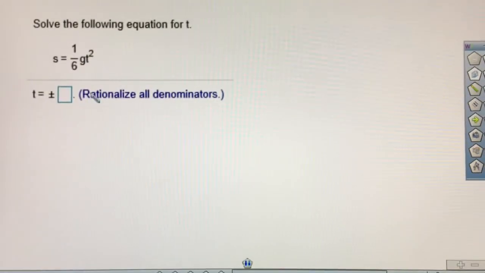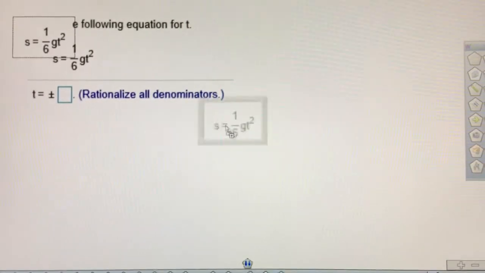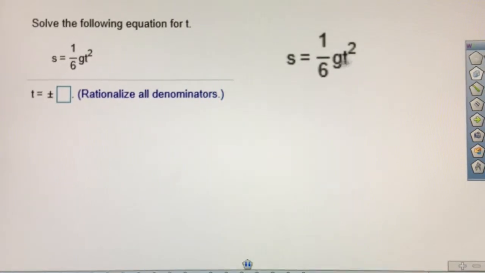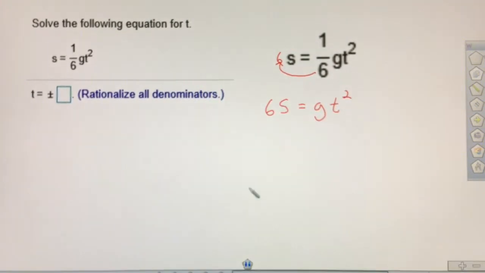This one I want to solve for t. Again, I can't use any technology. I'm just going to go ahead and start performing the algebra on this. And notice they already have it solved for t with the plus minus in front of the answer. So all I really have to do is generate the answer by isolating t squared. So the opposite of divide by 6 is going to be multiply by 6. So I'm going to write that 6 up in front. So that's going to give me 6s equals g t squared. Then I'm going to divide both sides by g.